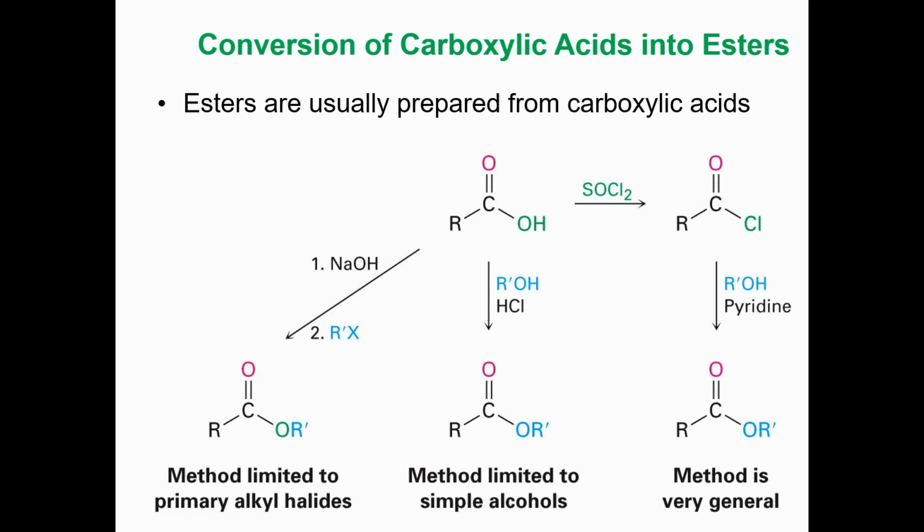So acid chloride will react with alcohol. Looking at the two methods, you realize that the second one and the third one are the same. The difference is their starting material and their catalyst. In the first, when we are using normal carboxylic acid reacting with alcohol, we need a very strong acid, which is HCl or sulfuric acid.